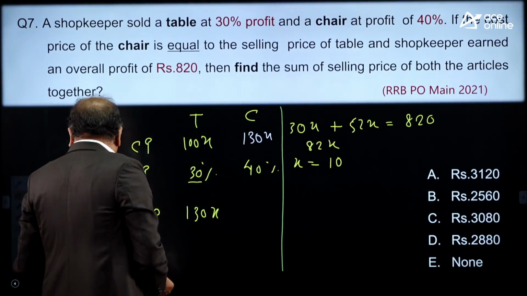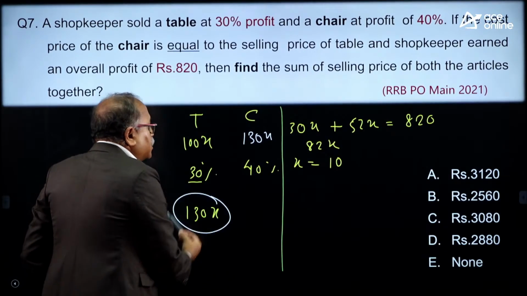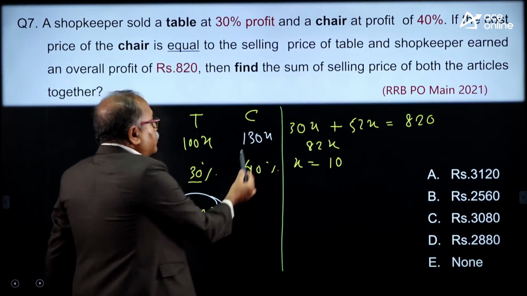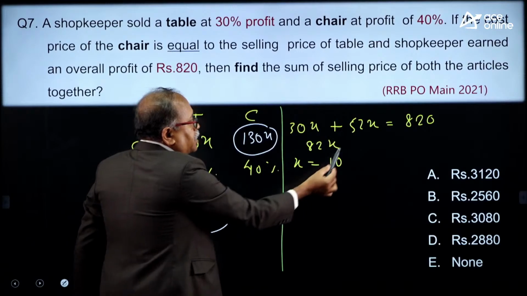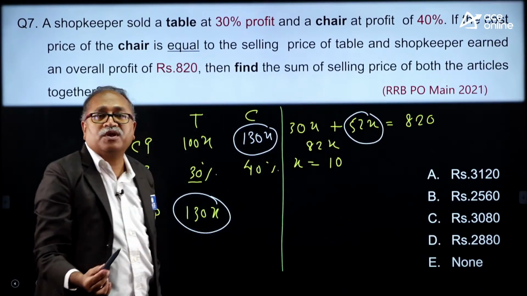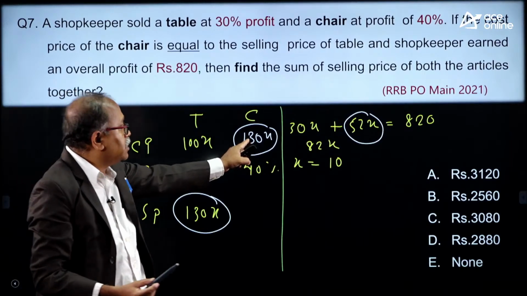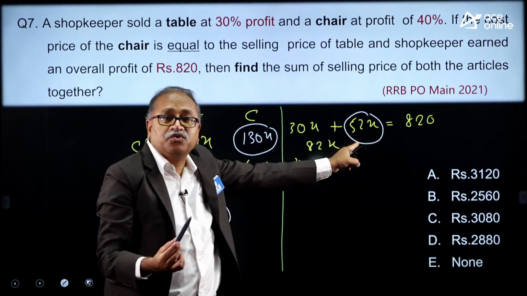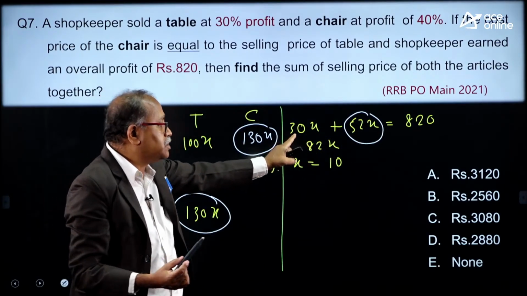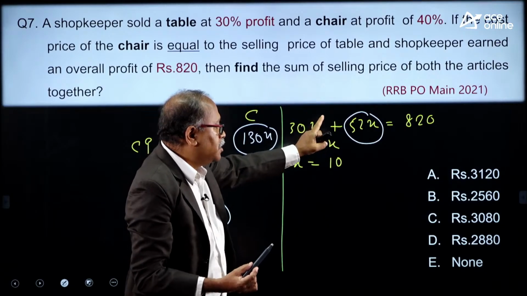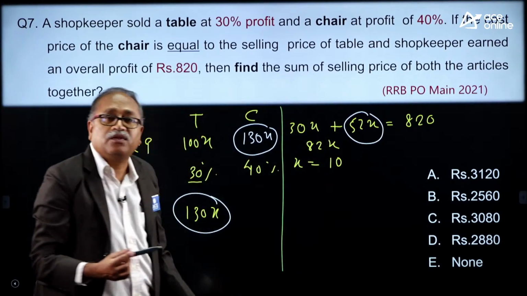The first one's selling price we already know, 130, and the second one's selling price is the cost price plus profit. So, what is the overall selling price? 130 plus 130 is 260, and 260 plus 52 comes to a total of 312.